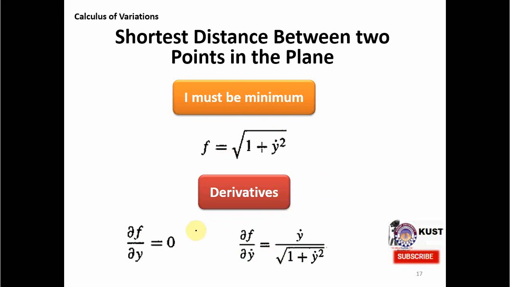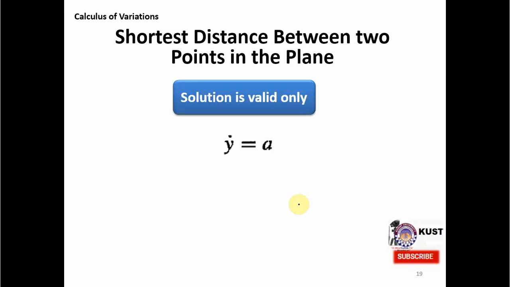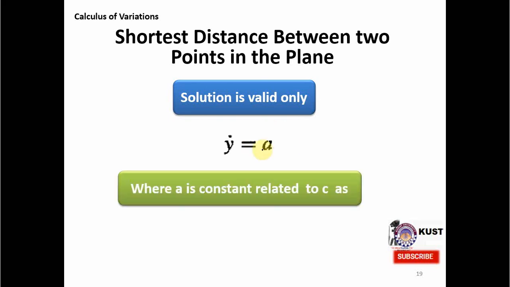So we have calculated the two derivatives, and the next thing is to put that into the equation. You remember, del f by del y, which is equal to 0, minus d by dx of del f by del y dot is equal to 0. If the derivative of this function over here is equal to 0, that means that this function inside the parenthesis must be constant, and let's put that equal to constant c. So that gives us y dot over 1 plus y dot square under the root is equal to c, some constant. And we can further simplify this equation by saying that y dot is equal to another constant a, where a is related to c as a equals c by 1 minus c square.